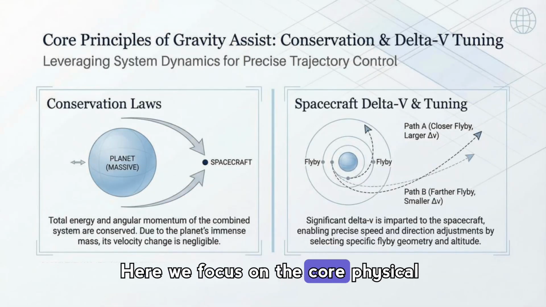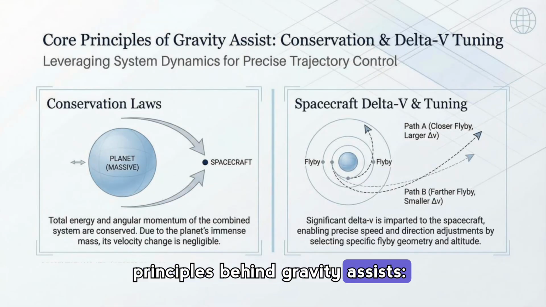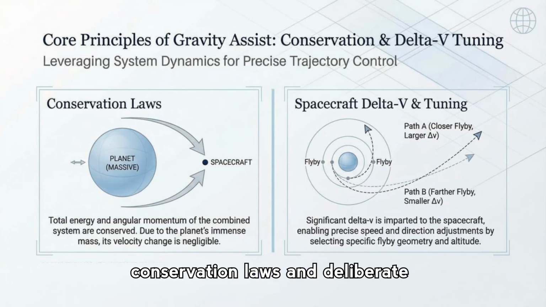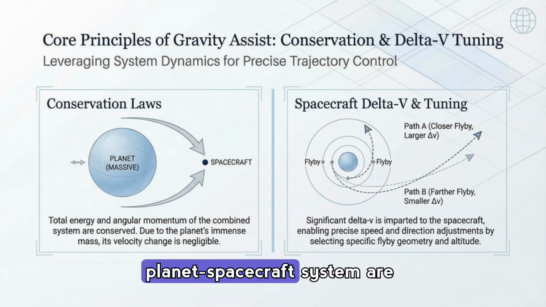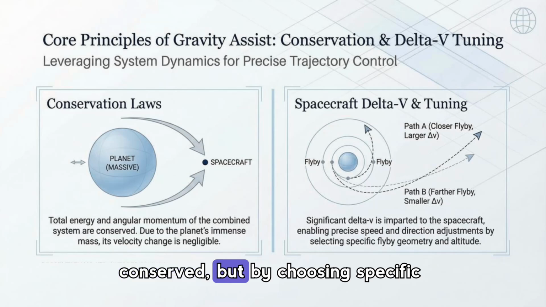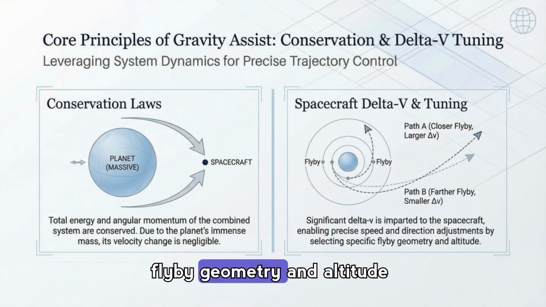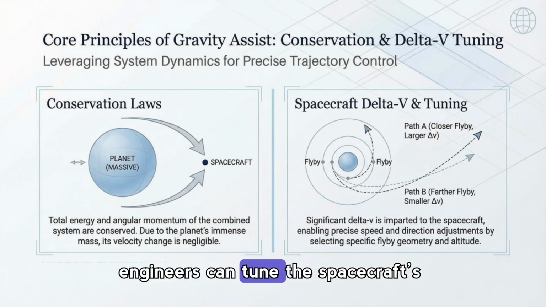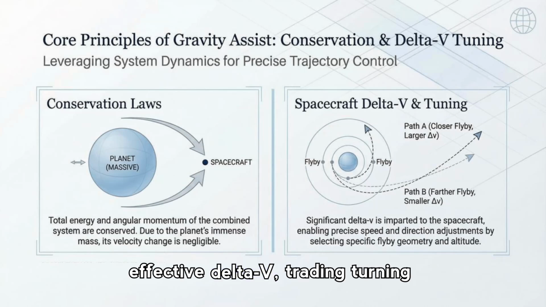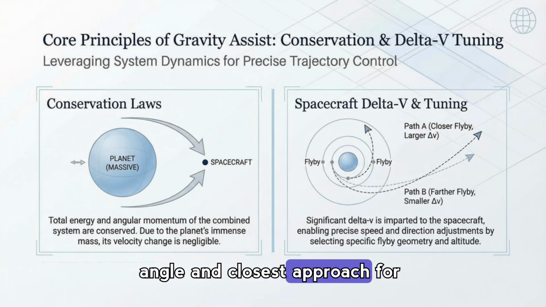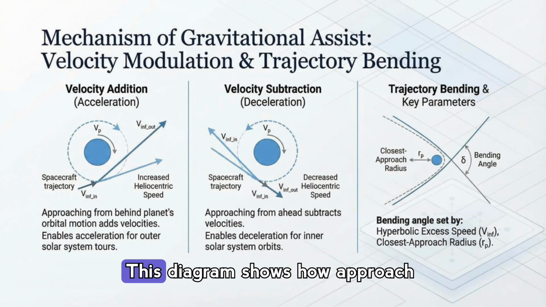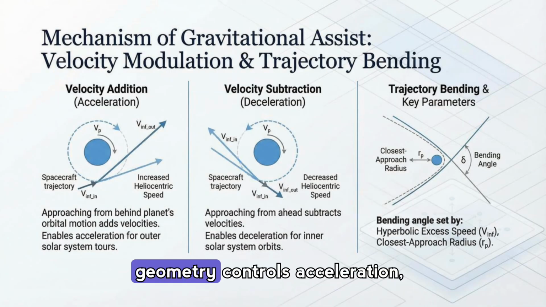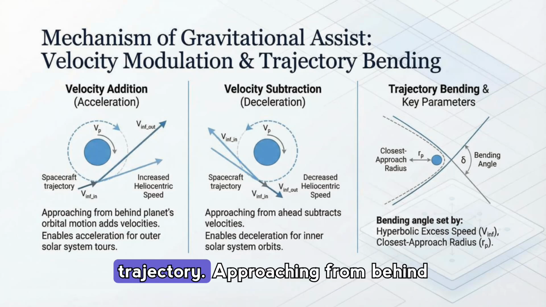Here we focus on the core physical principles behind gravity assists, conservation laws, and deliberate delta-v tuning. The total energy and angular momentum of the planet-spacecraft system are conserved, but by choosing specific flyby geometry and altitude, engineers can tune the spacecraft's effective delta-v, trading turning angle and closest approach for precise speed and direction changes needed for mission goals. This diagram shows how approach geometry controls acceleration, deceleration, and bending of the trajectory.